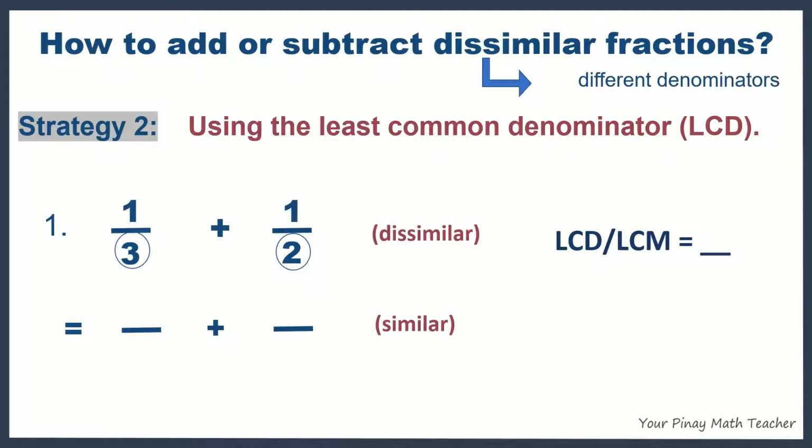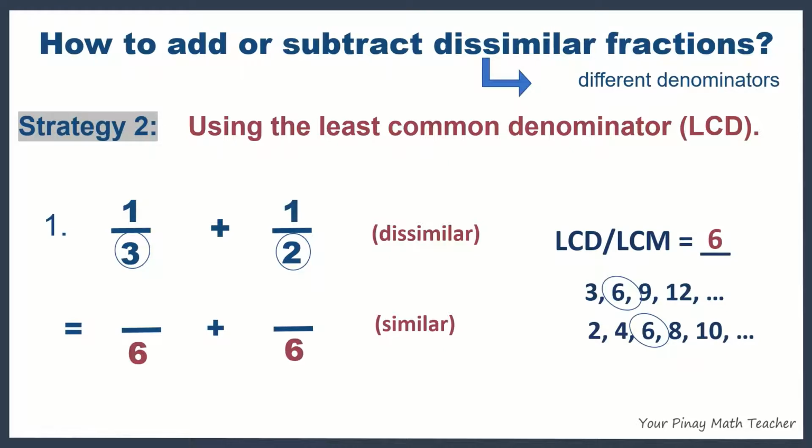So list the first few multiples of 3 and 2. Based on the list, 6 is the least common denominator, or least common multiple, of 3 and 2. So we put 6 under the fraction bar, and let's get an equivalent fraction of 1/3 in terms of a denominator of 6. What will you multiply to 3 to get 6? Of course, it's 2. Do the same in the numerator 1.